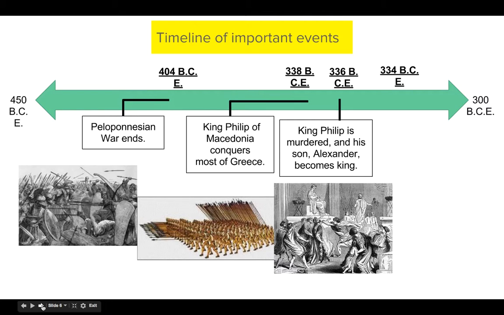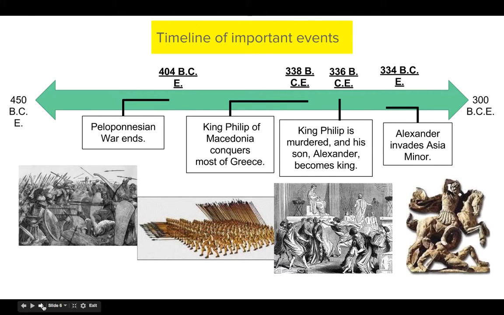So here we are, 334 BCE. Alexander is able to unite the Greek city-states to invade Asia Minor and go into the Persian Empire and finish the business that his father had hoped to do earlier on before his murder.